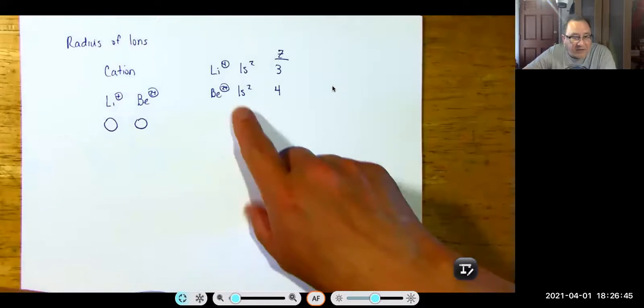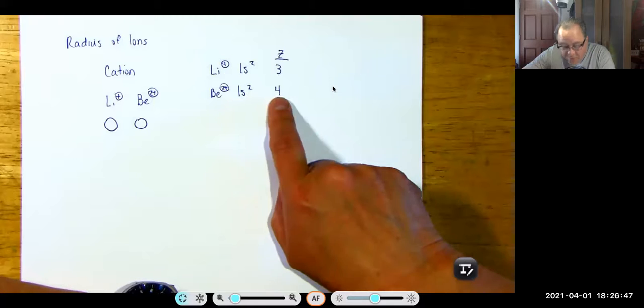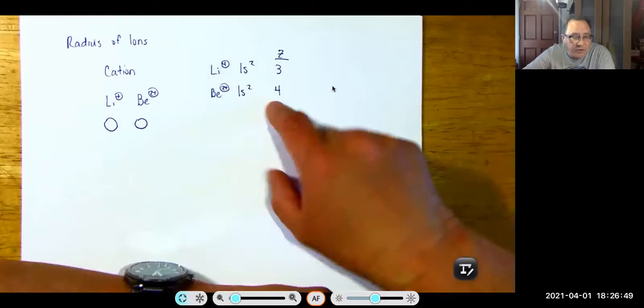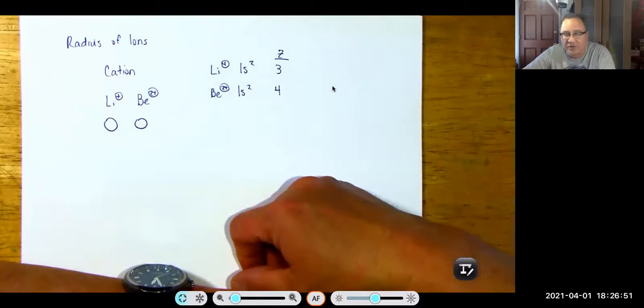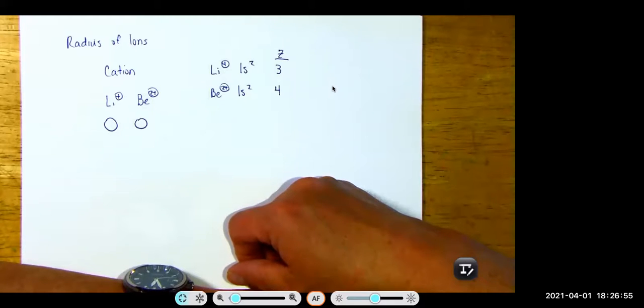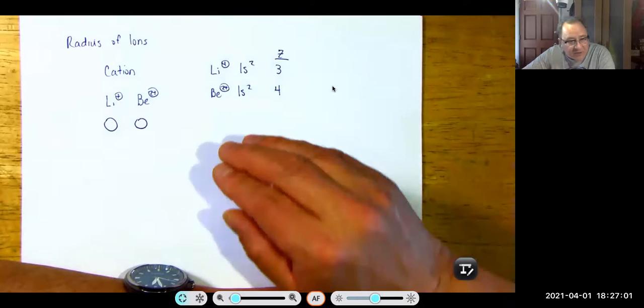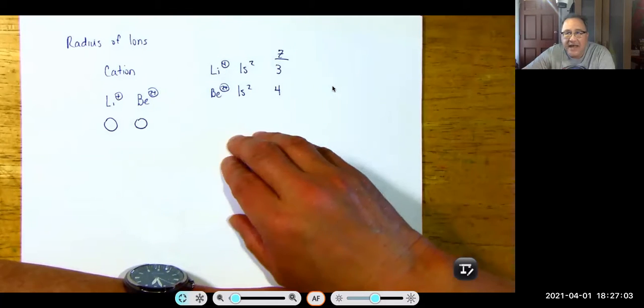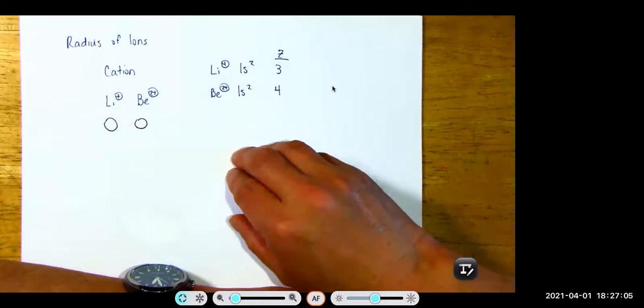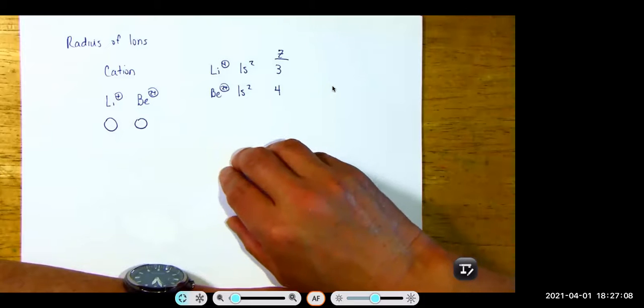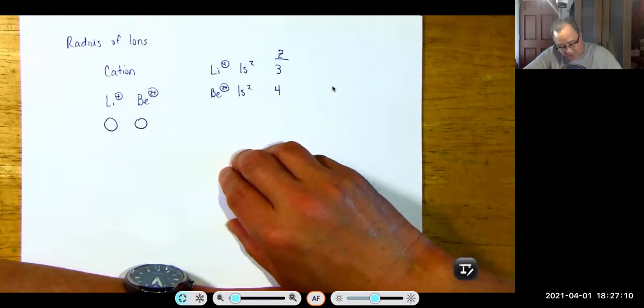They both have 2 electrons. Beryllium has 4 protons. Who is going to pull those electrons in better? Beryllium, because it has more protons. So do you see that the cation trend is like the atom trend, and for the same reason?